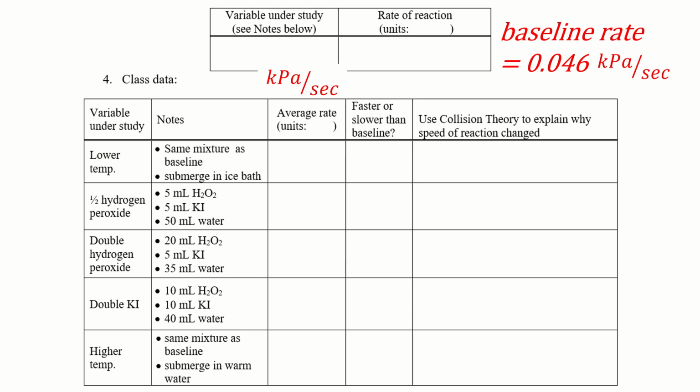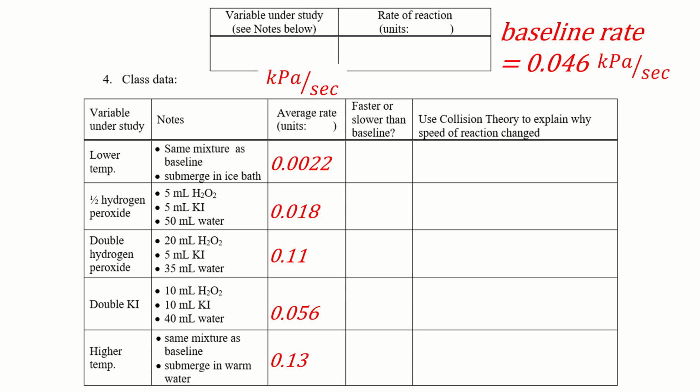Now we're going to tinker around with some of the variables. We're going to change the temperature. We're going to cut the hydrogen peroxide in half. We're going to double it. We're going to add more catalyst. And then finally, we're going to increase the temperature. So let's say we get these sample values. Lower temperature, 0.022, 0.018, and so on.